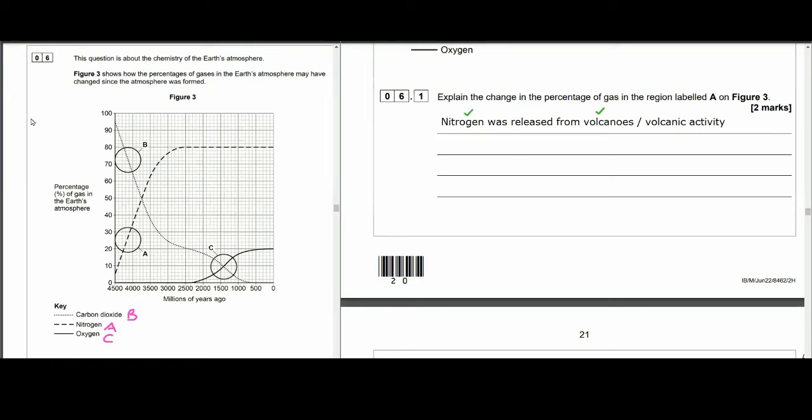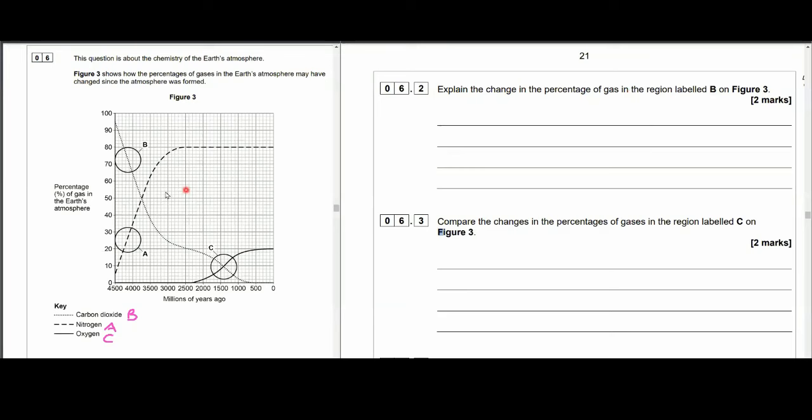Right, let's move on to the next question. That's going to be 6.2. So let's move on. This is going to ask us to explain the changes in the percentage of the gas in region B. What we can see here is carbon dioxide. There was a lot of carbon dioxide, which also came from volcanoes. But over time, this decreased. And this was taken in by plants during photosynthesis, but not at this stage.